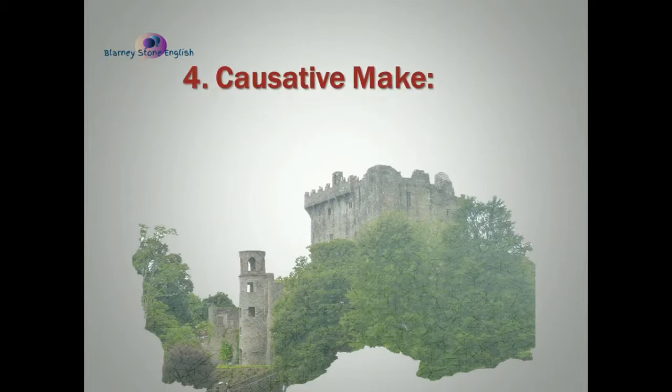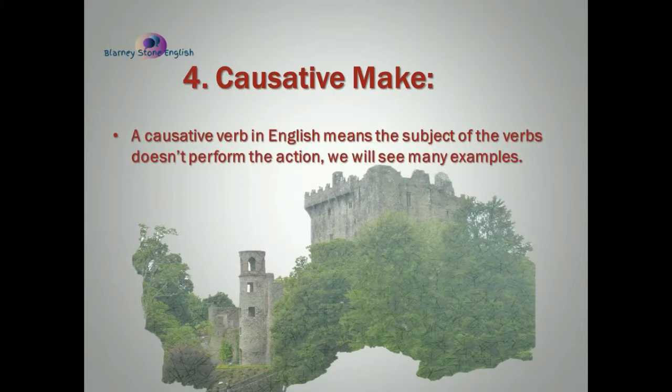So the next idea we'll look at is causative make. And what is a causative verb? Well, a causative verb in English means the subject of the verb doesn't perform the action. Okay? So we'll see other examples of this as we go along. But with make, it expresses an obligation. So somebody created an obligation for me to do something else. It sounds complicated, but it's really not.